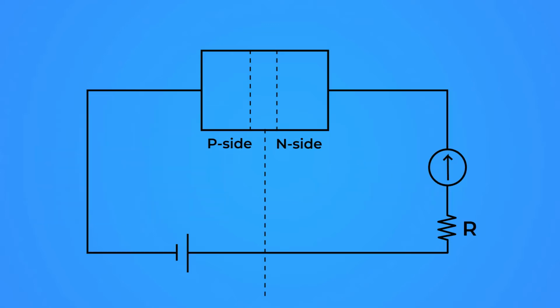A resistance R is connected in series with a reverse biased photodiode. The voltage is kept slightly less than the breakdown voltage. When no light is incident on the junction, a small reverse current flows through the junction. Since this reverse current is due to thermally generated electron hole pairs, it is called dark current.